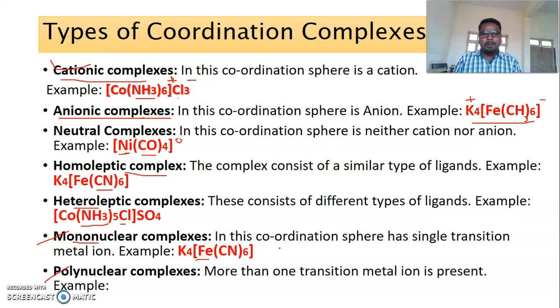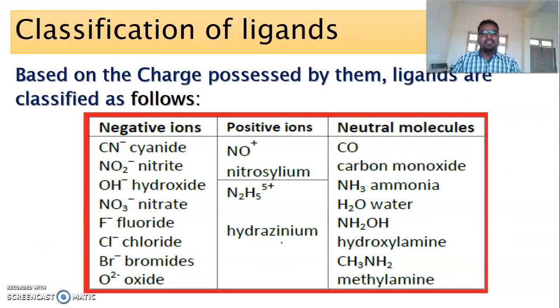So these are the 6 types of complexes. Based on the charge, the ligands and the central metal ion, we classify the coordination complexes into 6 types. Next, classification of ligand. This is very important. The first classification is based on the charge. Based on the charge, there are 3 kinds of ligands: negative ligand, positive ligand and neutral ligand.